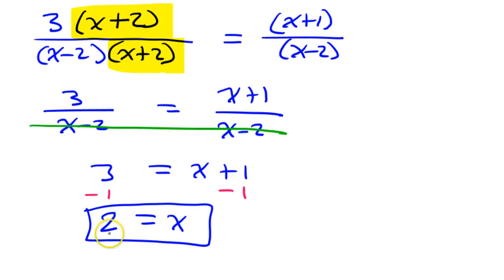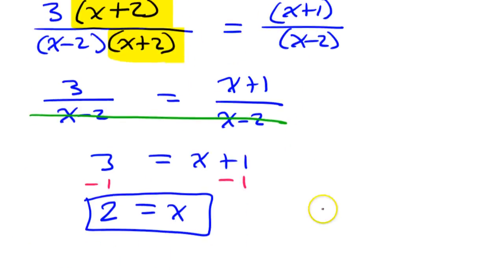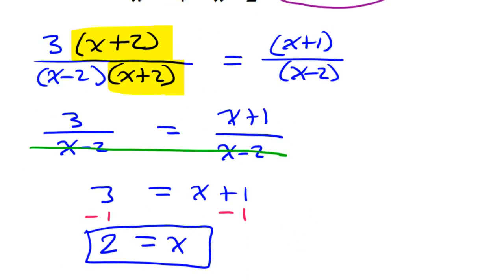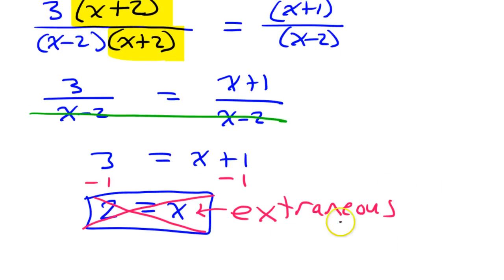But look, the solution that I got is one of the excluded values. So this value is called extraneous. If your solution is one of the excluded values, you cross it out and you put "extraneous," which is the word that describes that. And that means that there really is no solution. And so that's really what you have to put for your answer: no solution.